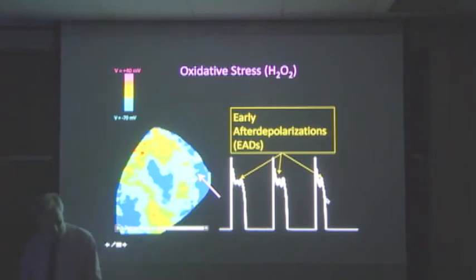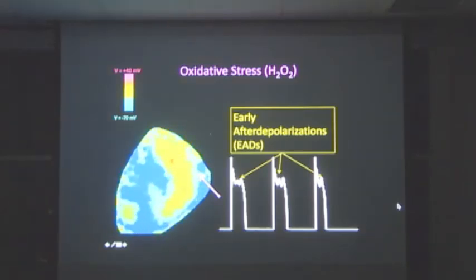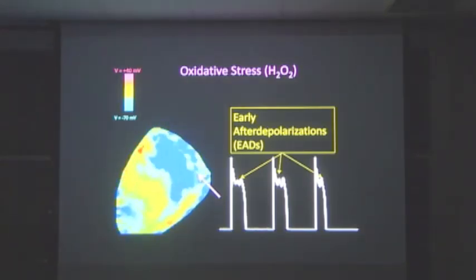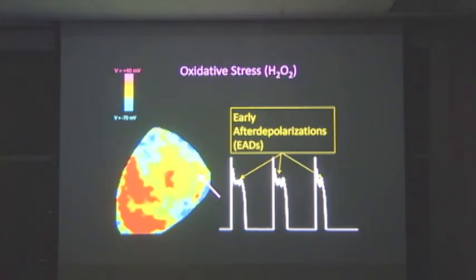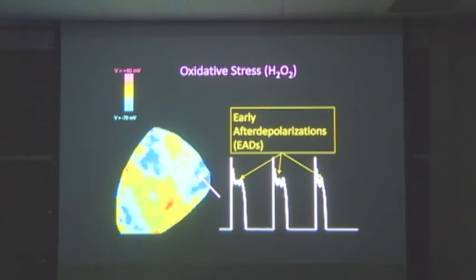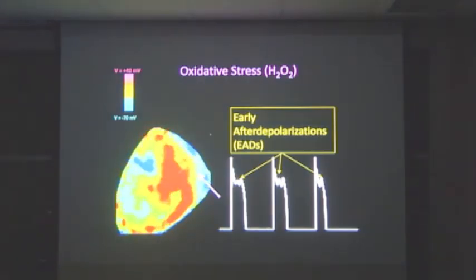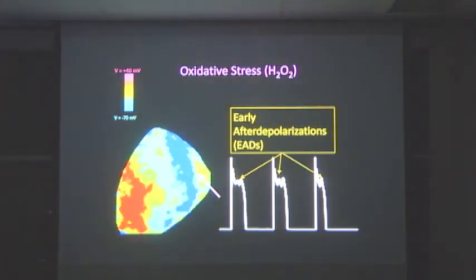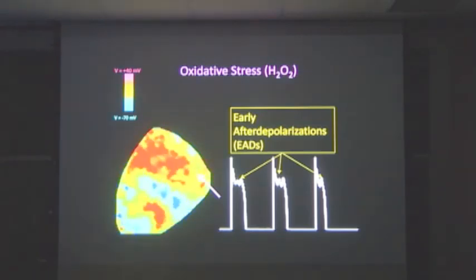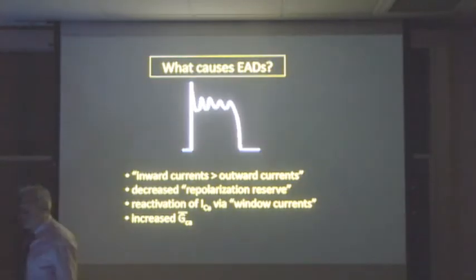This is EADs in a rabbit whole heart preparation with optical dyes. And what you see here is synchronized islands of EADs coming and going and forming and dissolving. And this is producing a mostly focal, but to some degree also reentrant arrhythmia, and is of course lethal. So the question is, what causes EADs?